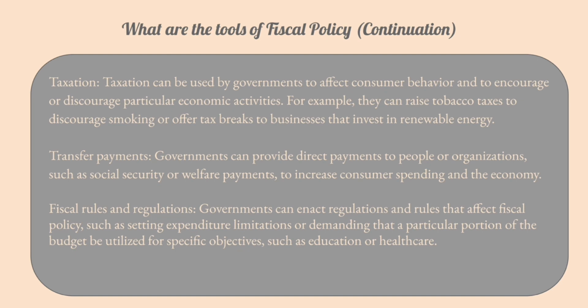For example, they can raise tobacco taxes to discourage smoking or offer tax breaks to businesses that invest in renewable energy. The third one, transfer payments. Government can provide direct payments to people or organizations such as social security or welfare payments to increase consumer spending and boost the economy.